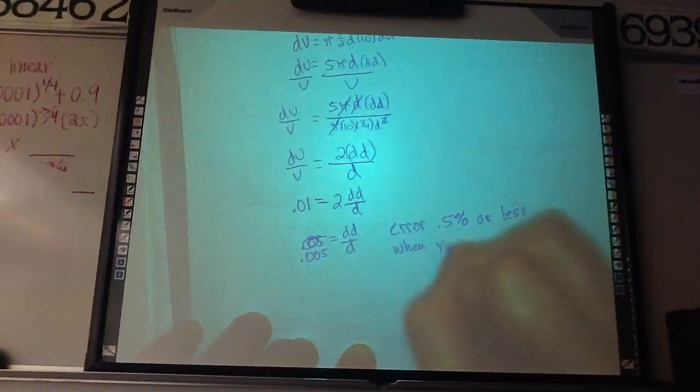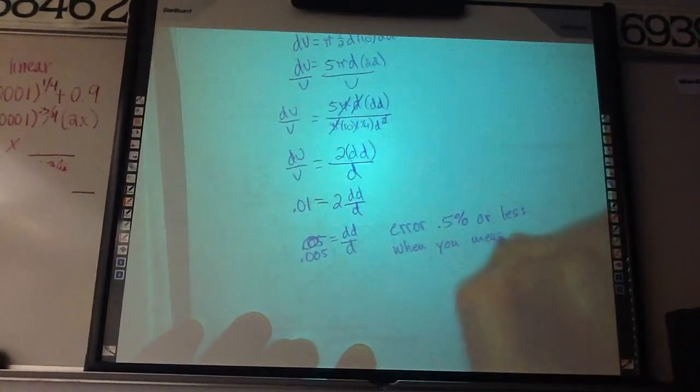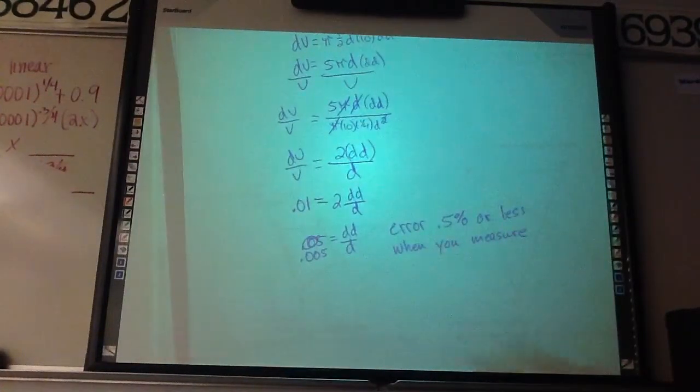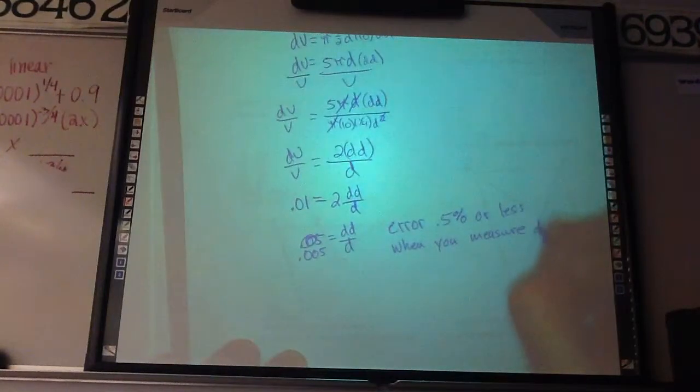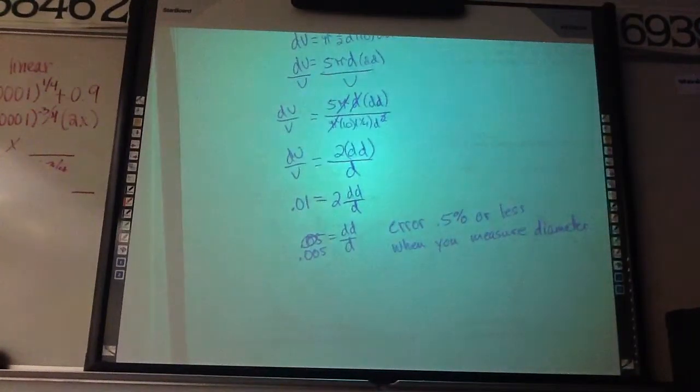That's pretty precise. So you better measure the diameter really closely or your volume's going to be way off. That's only common sense. Well, that's not common sense, to measure something accurately.